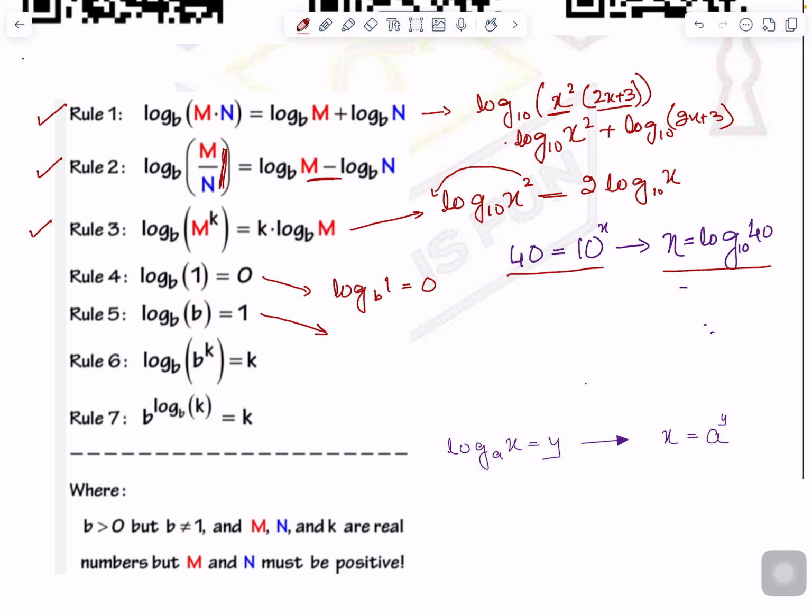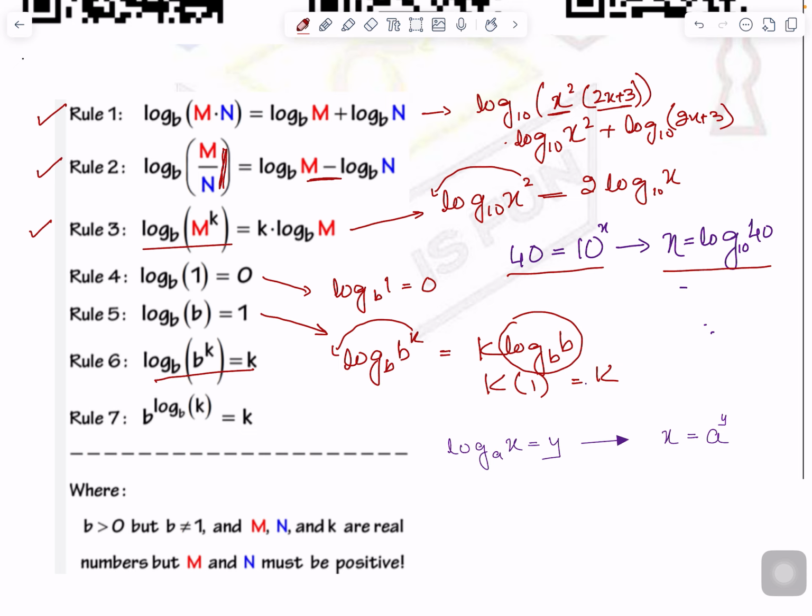So here again we are applying this rule. What is happening here? Log of b power k base b. If I bring this k here, it will become k times log b base b. And we have just seen, when log of a number with the same base, it is equal to 1. So that's why it is k.